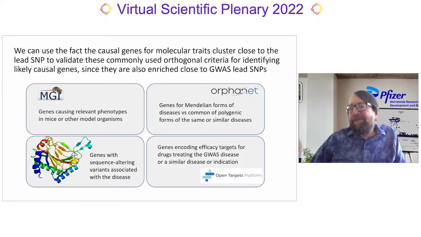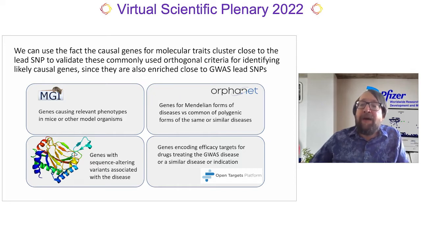And then there's a whole bunch of features that you see people use and reference when they start to describe what they think is probably the causal gene at a locus. And these are 4 that we as a team felt pretty confident in, being mouse knockout information or mouse ortholog information, rare disease information that's coming from rare coding variants, and proteins that are known drug targets for the disease or related disease.